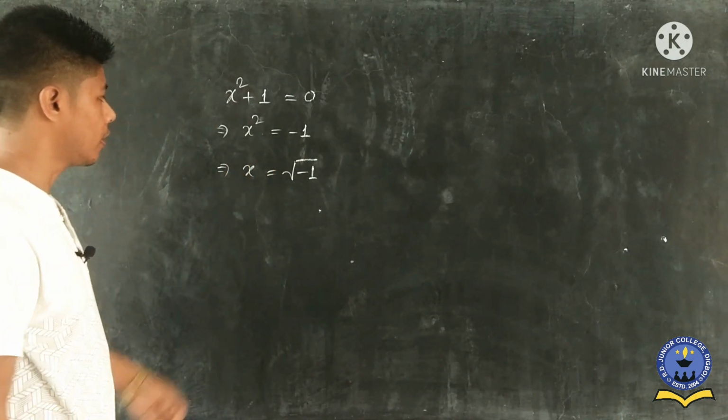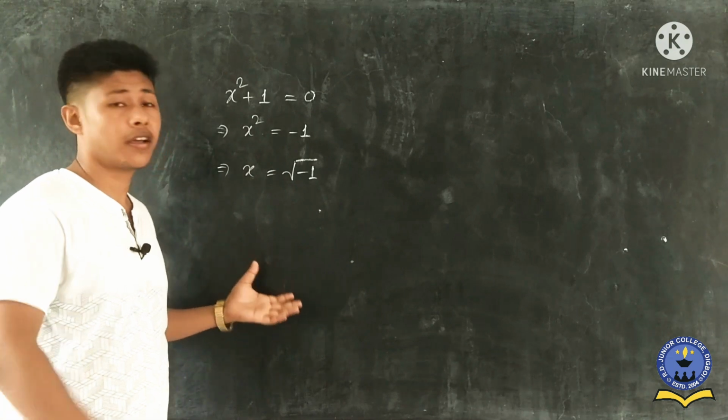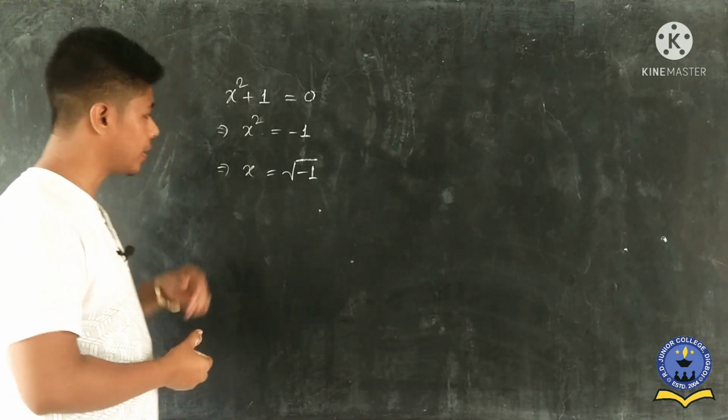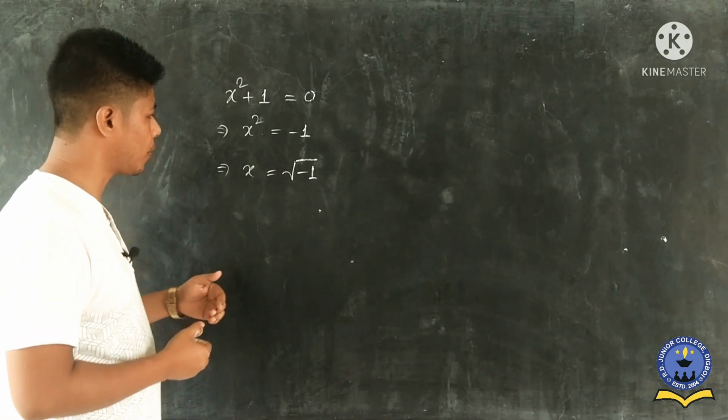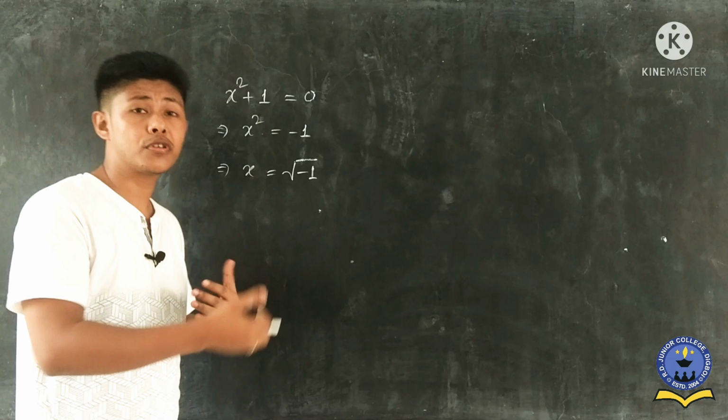In class 10 we stop here and just write that the roots are not possible, because we deal with only real numbers. But in complex numbers we get x = √−1. So how can we solve this one?